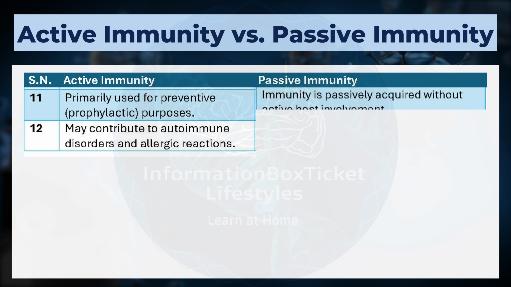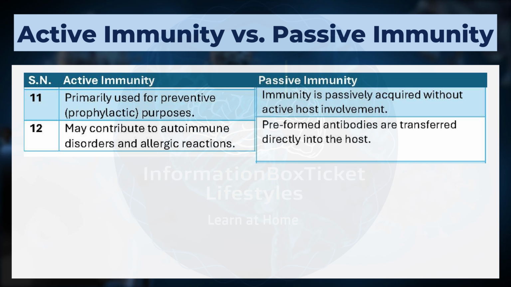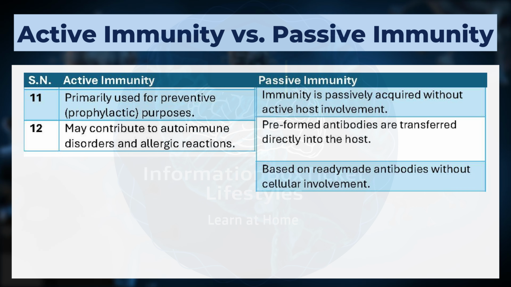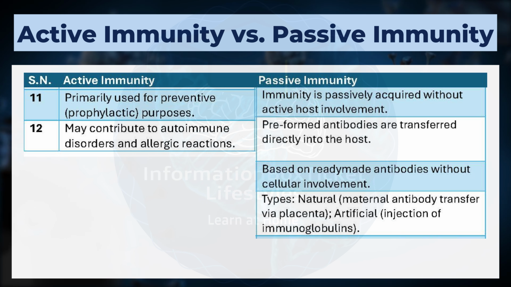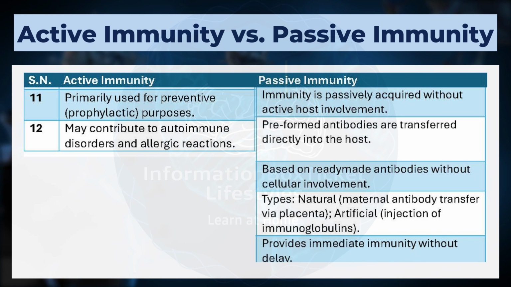On the other hand, passive immunity is acquired without active involvement of the host's immune system. Instead, preformed antibodies are transferred directly into the body. This type of immunity does not involve cellular responses, but is based entirely on ready-made antibodies. Passive immunity can be natural, such as the transfer of maternal antibodies through the placenta, or artificial, such as the administration of immunoglobulins. Unlike active immunity, passive immunity provides immediate protection without a lag period.